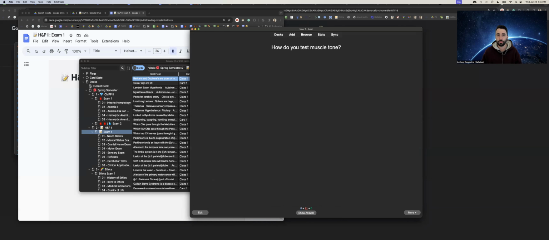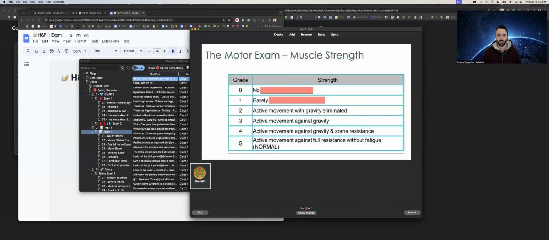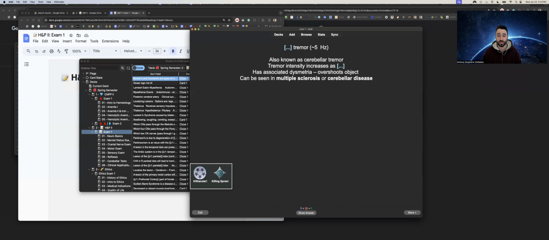How do you test muscle tone? Passive range of motion. Upper motor neuron lesions cause increased motor tone and increased reflexes. Strength: 0 is no contraction, 1 is barely detectable. So remember, 0 is the lowest you can get to.